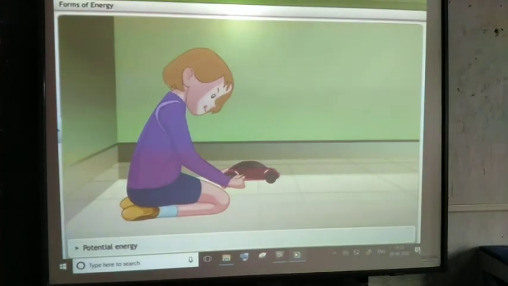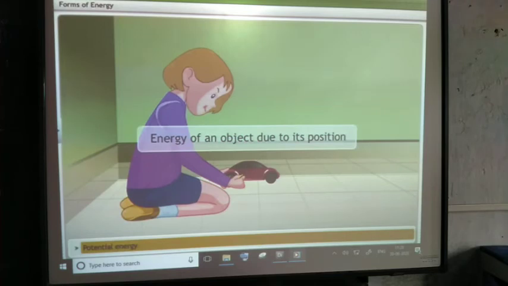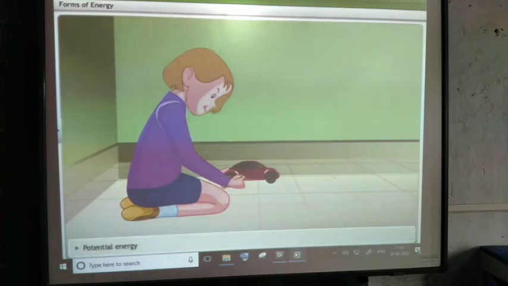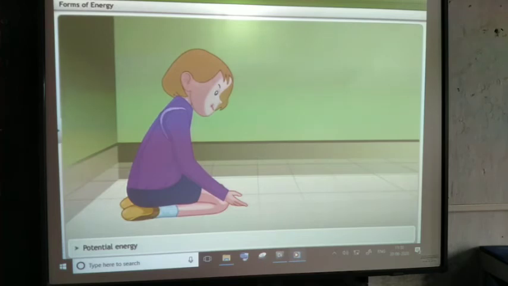We find energy in different forms. Energy of an object due to its position or arrangement in a system is called potential energy. For example, the work done in winding the key of a toy car is stored in the form of potential energy in it. This energy is released as the spring unwinds and sets the car in motion when it is left free on the floor.